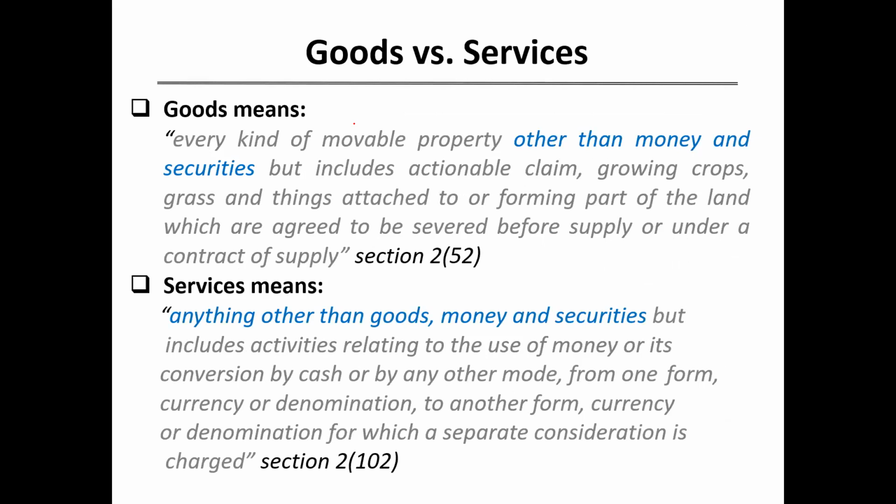So, as I said, the base supply gives eight forms of supply of what? Of goods or services. Goods means every kind of movable property. So this GST law and supply is more related to movable property other than money and securities, but includes actionable claim, growing crops and grass, things attached to and forming part of land, which are agreed to be severed before supply or under a contract of supply.